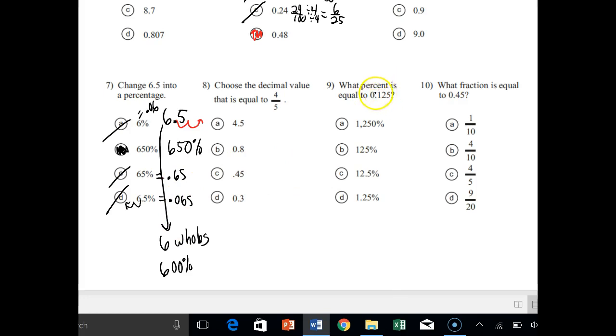0.125. What is this decimal as a percent? So 0.125, remember, it's always just swoop twice to the right. So once, twice. There we go. It's 12.5%. So right here, C.